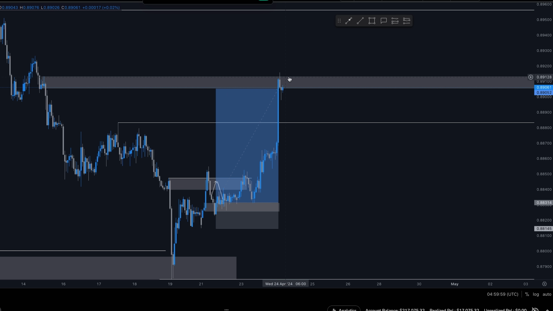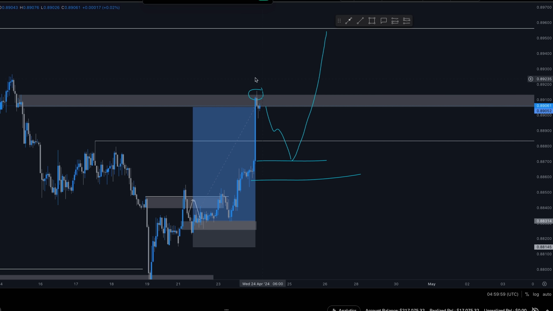From here, taking out the top of the supply, which is a very good sign to see just there. So what we would look for would be a pull back and then a trade from this area of demand. That would then take us higher towards the next point of supply. That would be the next trade we look for.